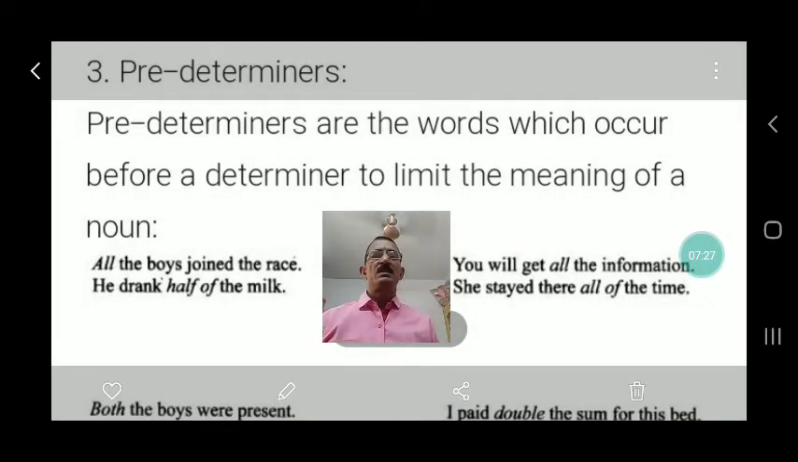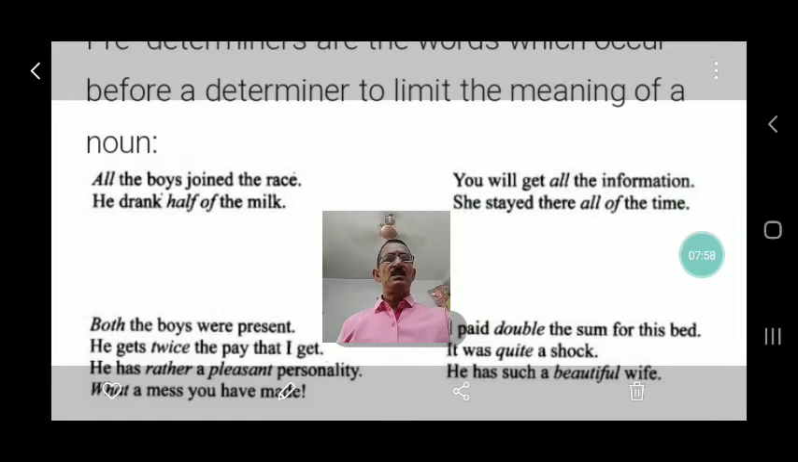Predeterminers are the words which occur before a determiner to limit the meaning of a noun. All the boys joined the race. All is a predeterminer. He drank half of the milk. The is the determiner, but here half is the predeterminer. You will get all the information. He stayed there all of the time. Both the boys were present.